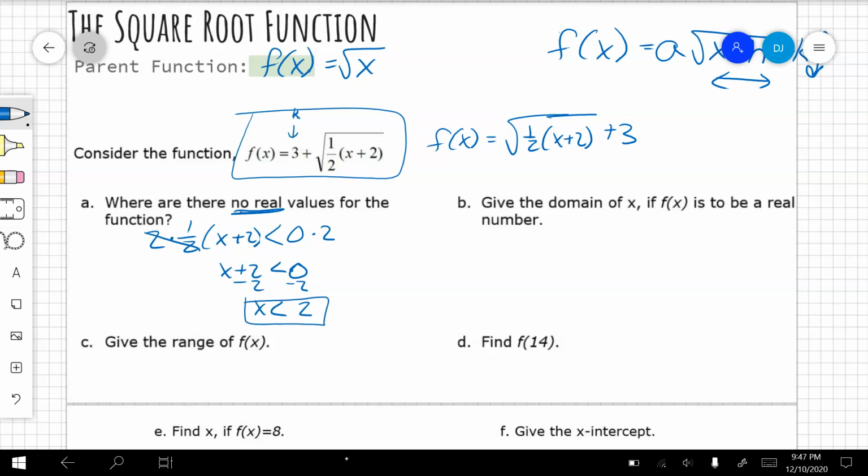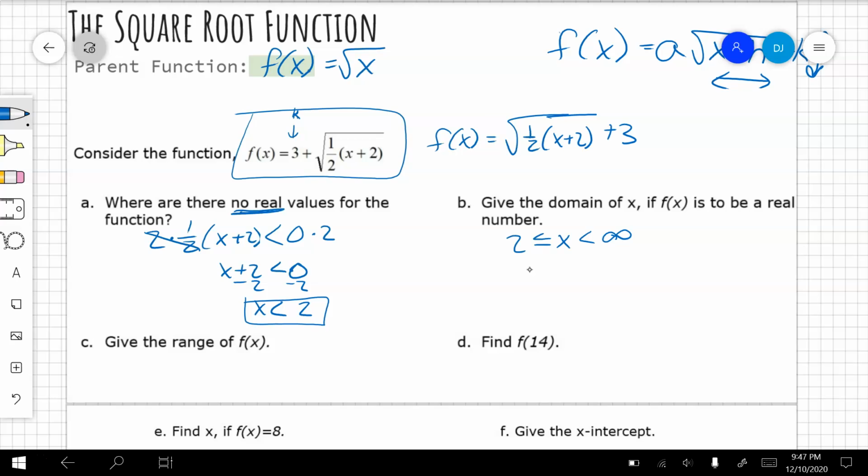So that means that if it's non-real if it's less than 2, it's going to be real if it's greater than 2. So our number that we're starting off with is 2. So x has to be greater than or equal to 2. And then we're going to end up having all the way up to positive infinity, because it's going to continue all the way.